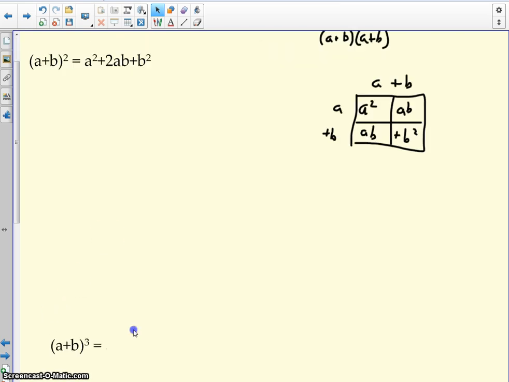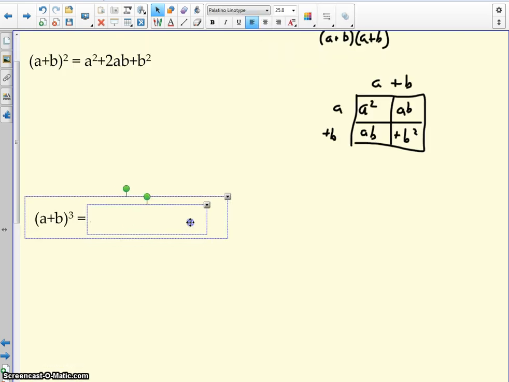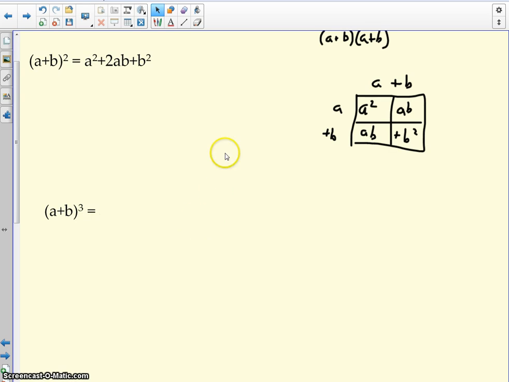Okay, you're going to do the exact same process for a plus b all cubed. And you have a couple of options. You can write this out as a plus b times a plus b times a plus b, and then just take turns multiplying. You can multiply the first pair of a plus b's together, and then multiply that one by a plus b. Or, if you're smart and you want to save yourself some time, you can rewrite this guy as a plus b all squared times a plus b.